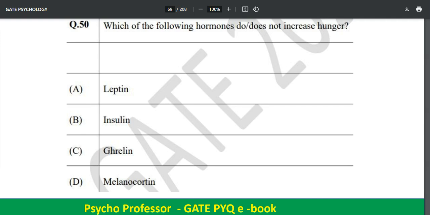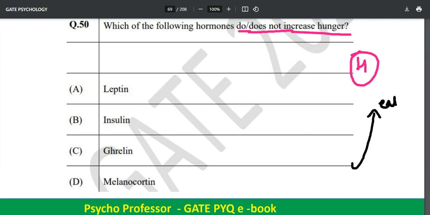Let's move to the third part. Now, this is our Unit 3, Question 50 of 2024. Which of the following hormones do or does not increase hunger? Hunger is a mechanism in your body for which certain things are responsive or responsible, and out of these, which of the following does not increase hunger? Your body will tell you to eat, okay, and you will start eating.